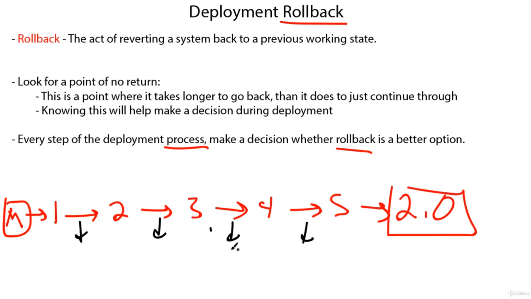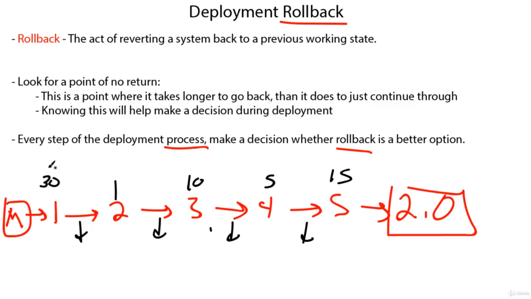Now at any point, if there's an error, we should roll back to the beginning, no matter how long it's going to take. We don't want to deploy a completely and totally broken piece of software. And also, at each one of these steps, we need to make a decision of whether rollback is a better option. Let's say that we anticipated this one to take 30 minutes, this one an hour, 10 minutes, 5 minutes, maybe 15 minutes, something like that.